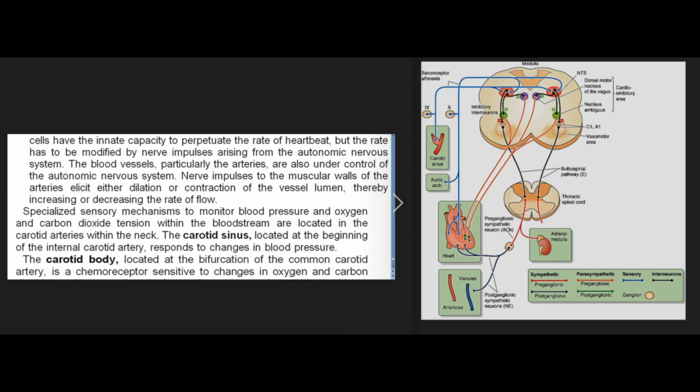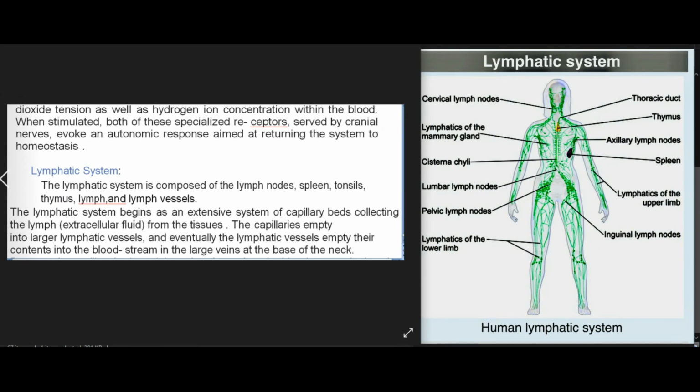Specialized sensory mechanisms to monitor blood pressure and oxygen and carbon dioxide tension within the bloodstream are located in the carotid arteries within the neck. The carotid sinus, located at the beginning of the internal carotid artery, responds to changes in blood pressure. The carotid body, located at the bifurcation of the common carotid artery, is a chemoreceptor sensitive to changes in oxygen and carbon dioxide tension as well as hydrogen ion concentration within the blood. When stimulated, both of these specialized receptors, served by cranial nerves, evoke an autonomic response aimed at returning the system to homeostasis.